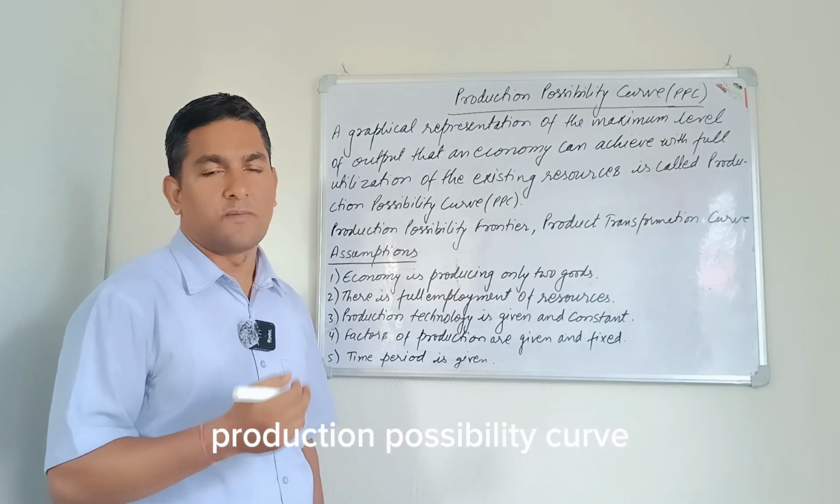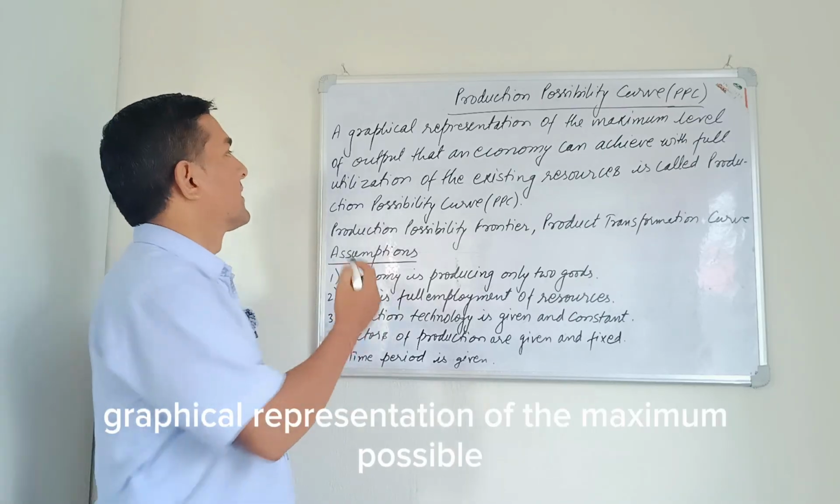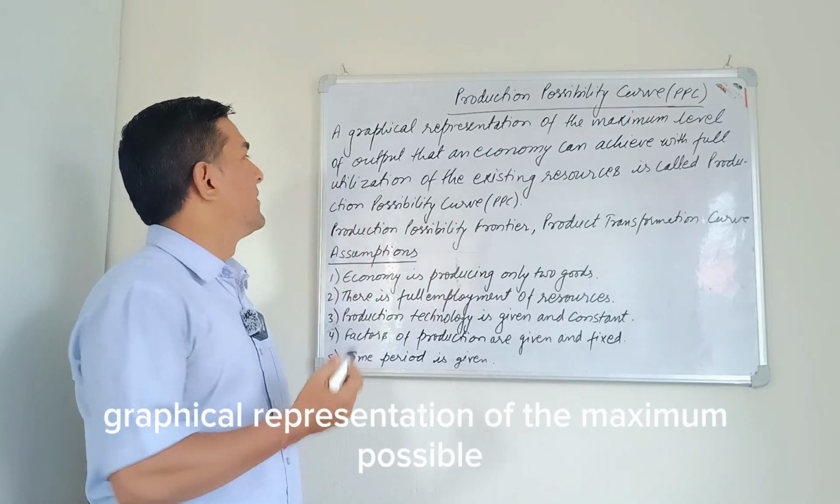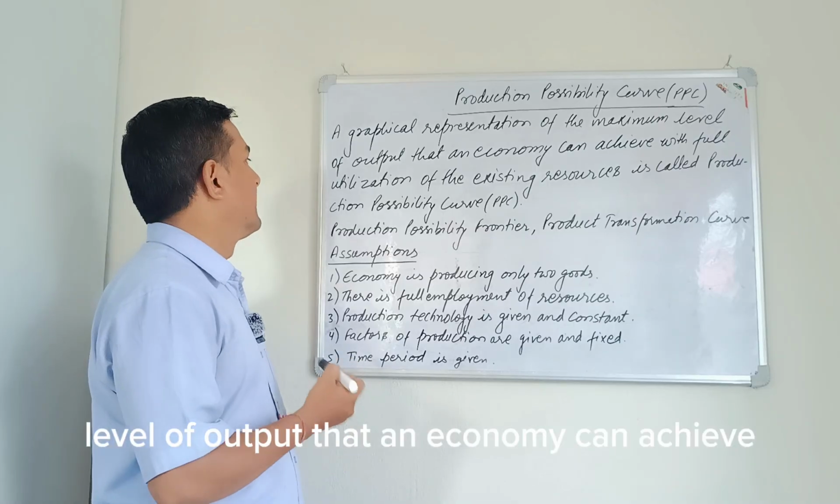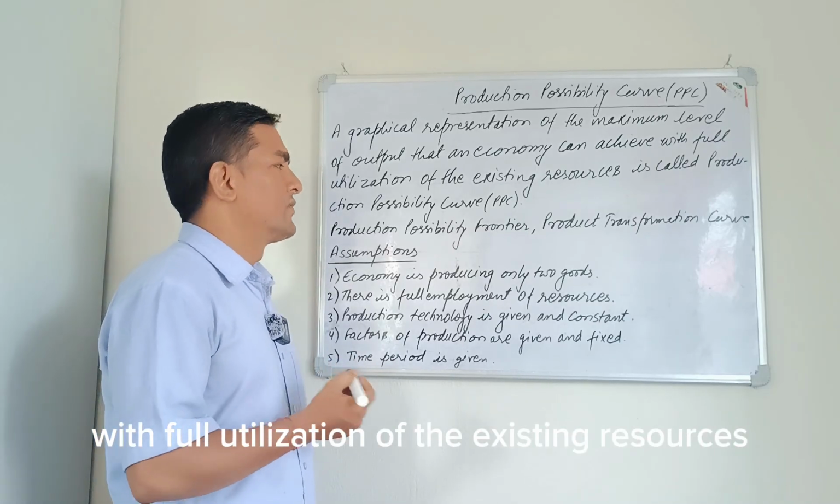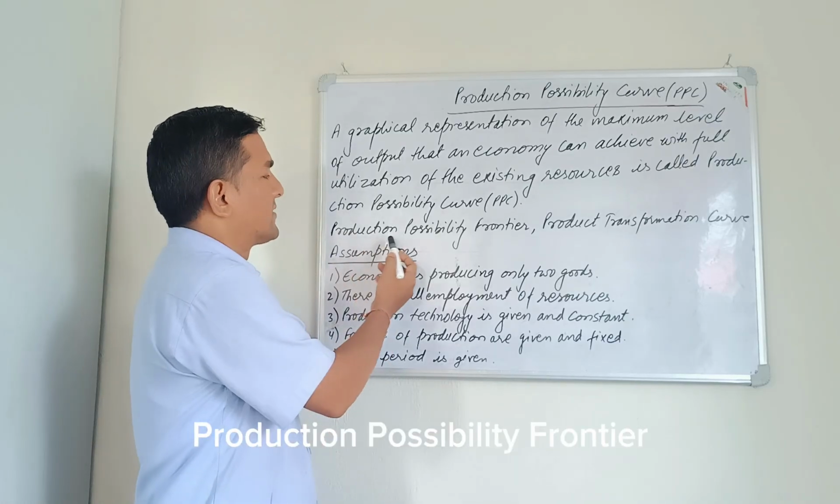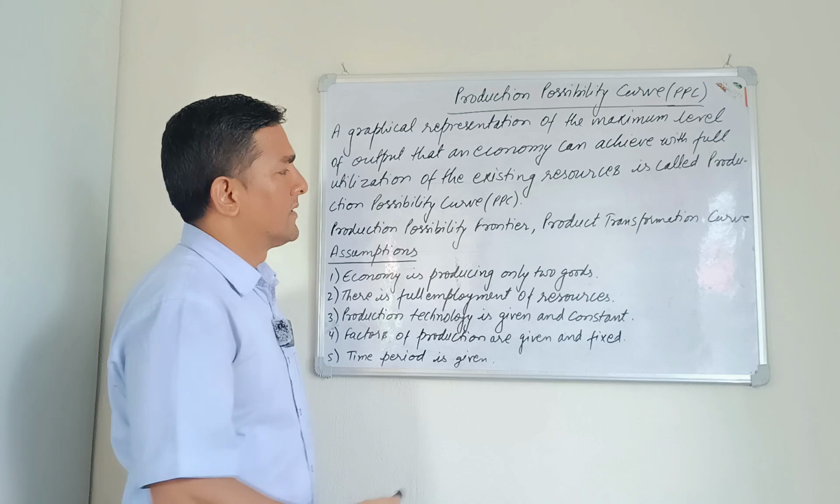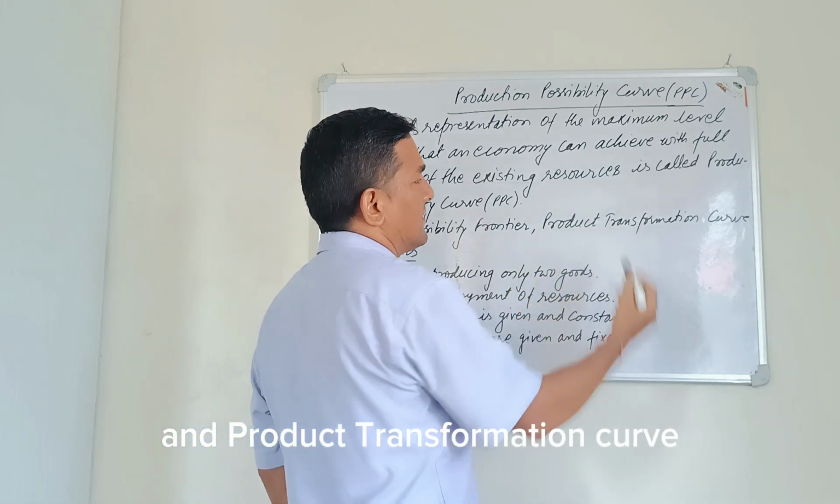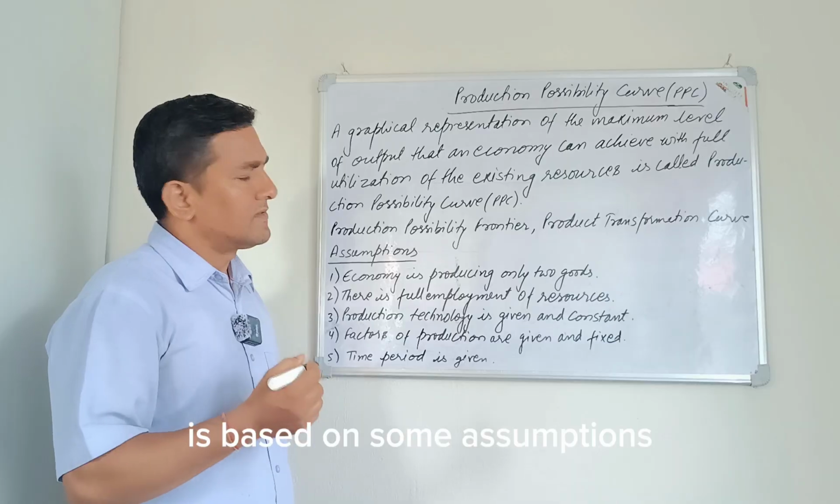called production possibility curve. Production possibility curve is a graphical representation of the maximum possible level of output that an economy can achieve with full utilization of the existing resources. The other name of the production possibility curve is production possibility frontier and product transformation curve. And the production possibility curve is based on some assumptions.